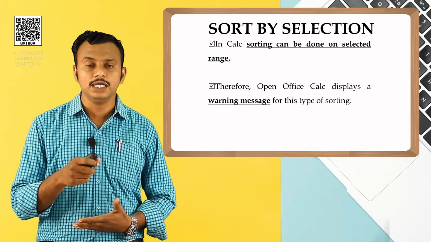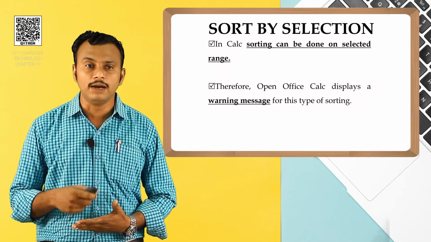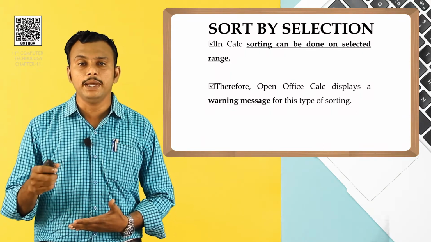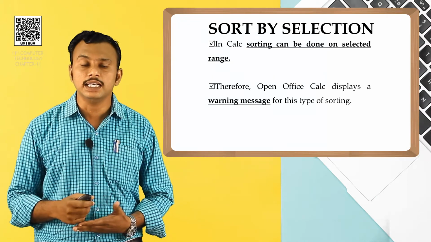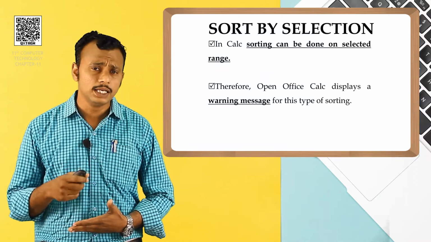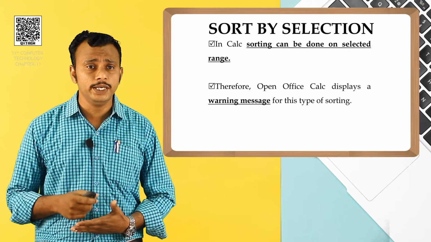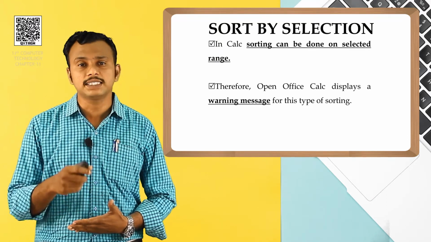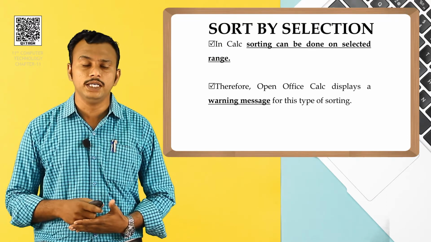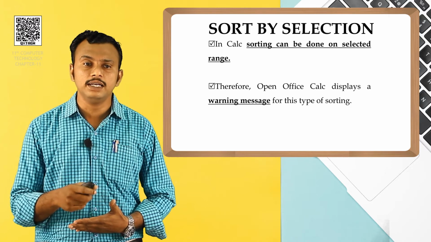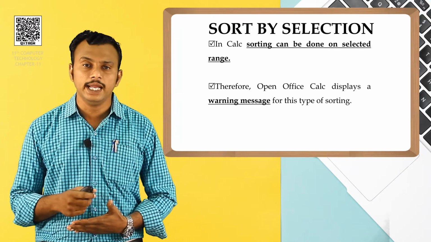So this sorting can be done by selected range. Whenever we select the particular range, after that we can sort based on our selection, that is the user selection. Can you understand, students? We are going to do the sorting by selection method. So we are going to select the cells and then we are going to arrange the data.